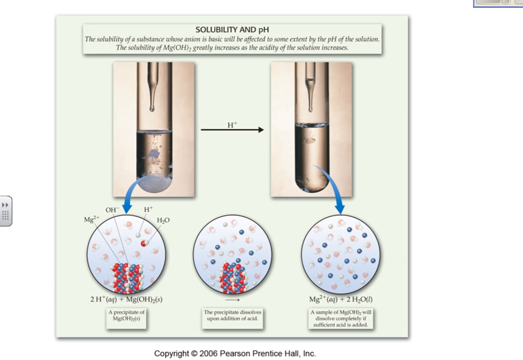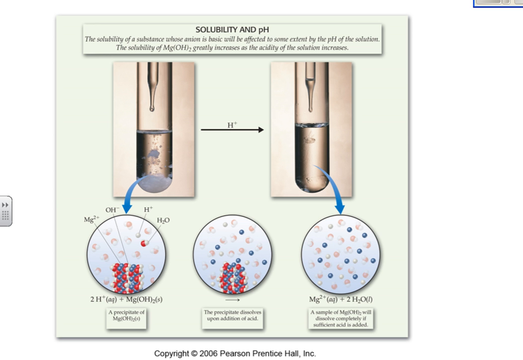So here we have a solubility and pH scenario. From a simple standpoint, here we have a saturated solution of magnesium hydroxide. So we have some hydroxide ions dissolved, some magnesium ions dissolved, but the bulk of it is going to be magnesium hydroxide in solid form. If, however, we add hydrogen ion to this, obviously that hydrogen ion is going to be capable of reacting with the hydroxide ion, forming water, thus reducing the amount of hydroxide ion in solution, which would then shift the equilibrium so more of the magnesium hydroxide would dissolve.